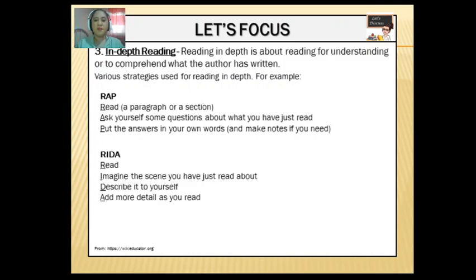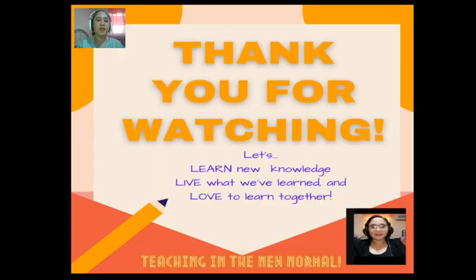And the RIDA. RIDA stands for R, read, I, imagine the scene you have just read about, D, describe it to yourself, and A, add more details as you read. Now, I do hope that you learned the three different types of reading that we use. These are just some of the reading techniques and reading styles.